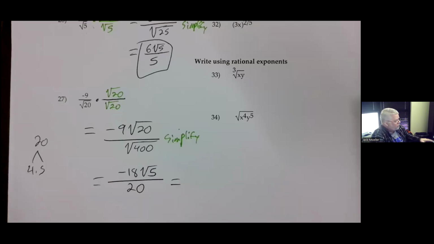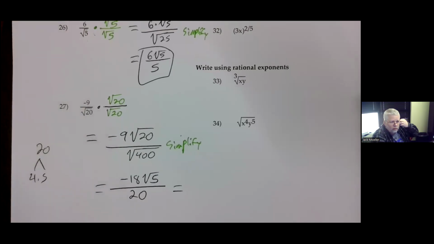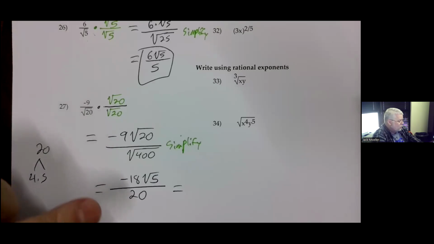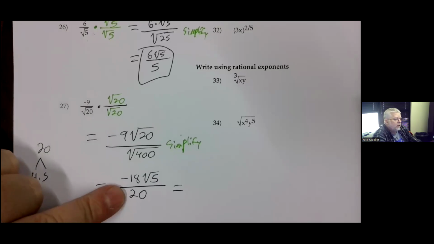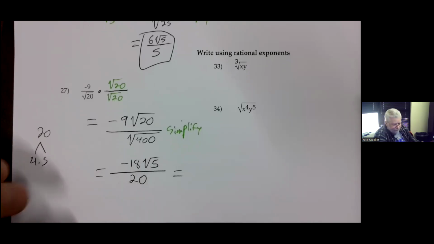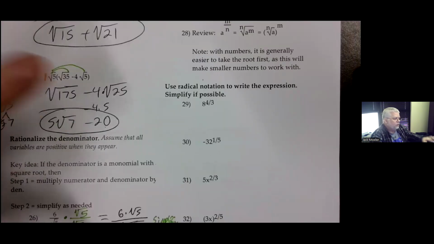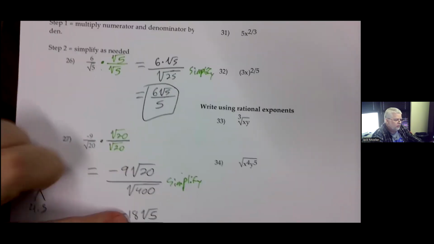Here's where you have to be careful. And one of the reasons I'm still doing this, rationalize denominator, even though we don't need it this class, we need to be able to simplify this. So here's a question. Do we simplify the 5 and the 20 or the 18 and the 20? Hopefully you're saying the 18 and the 20, because just like when you're multiplying, you can't multiply what's inside the radical with what's outside. Works the same way with division.